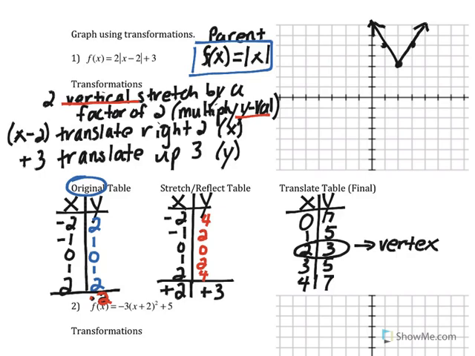If you can do some of these transformations without doing every single table, you at least need to have the final table and your graph. So again, the next video we're going to do some other graphs with the transformations, but the process is always going to be the same. You just might have a different starting table.